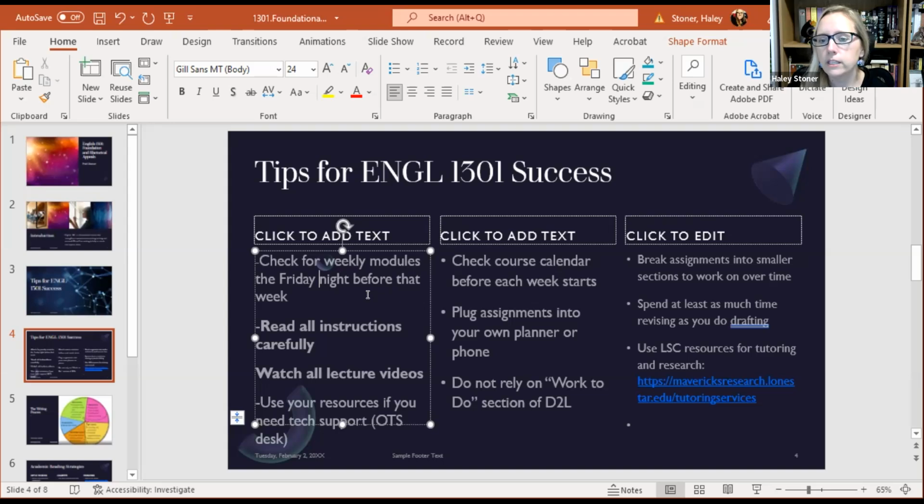Now you have this really great resource here. I have the link. Mavericks Research is a place for online tutoring, in-person tutoring, research workshops. They have all kinds of great things happening on that website. So please go to that. It is also linked under the content tab there. But there are lots of resources and support opportunities through Lone Star, virtually and in person.